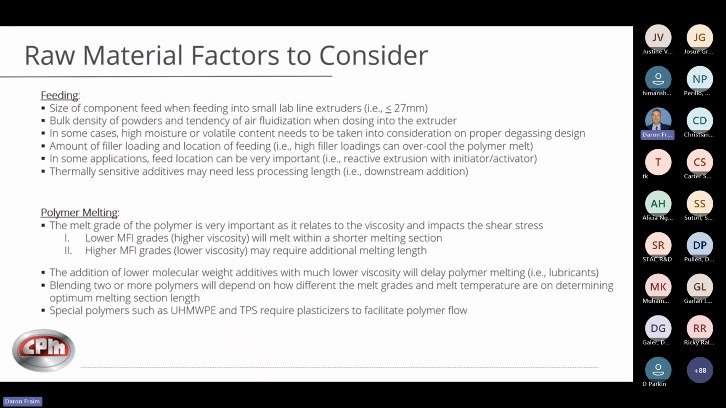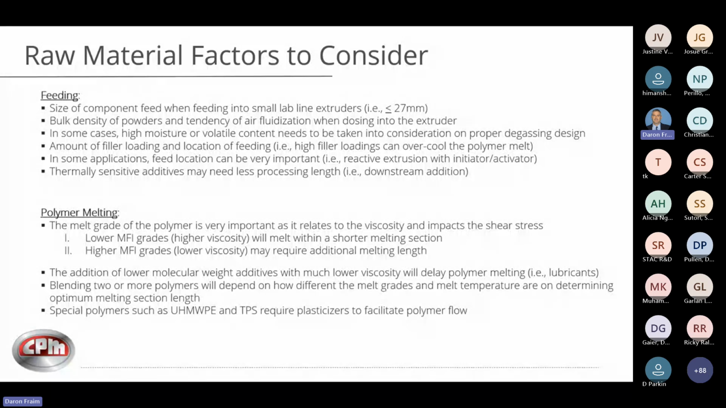Again, on polymer melting, when you're dealing with low MFI or high viscosity, you can usually melt those in a shorter section. When you're dealing with the opposite, lower viscosity, you may need additional melting length. Again, addition of low molecular weight, so mineral oil, PE wax, all kinds of lubricant types, will lower that viscosity and delay the polymer melting. Blending of two or more polymers, depending on how different the melt grades. Again, if you're blending or alloying two polymers quite different on their melt flow.